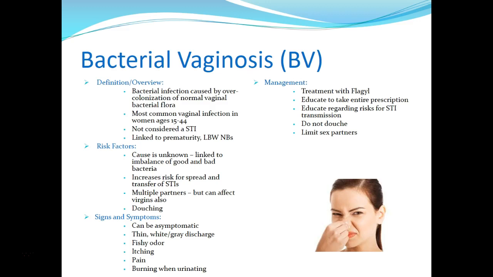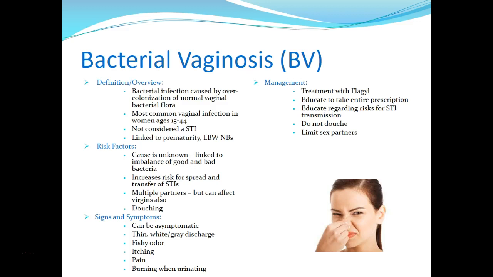Bacterial vaginosis, or BV, you will often hear people call it. And this is just a bacterial infection that's caused by an overcolonization of normal vaginal bacterial flora. There is always a normal flora that is maintained in the vagina. And if there's an overcolonization of that normal flora, then we can end up with a bacterial infection.